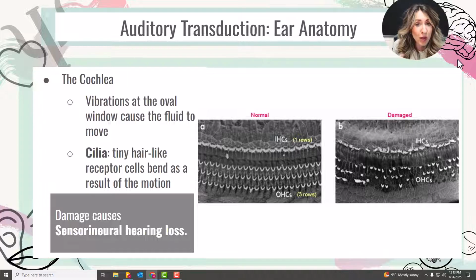Your hair cells do not grow back. And so as you lose them, you start to lose different frequencies in your hearing because they're no longer able to transmit or transduce the sound.